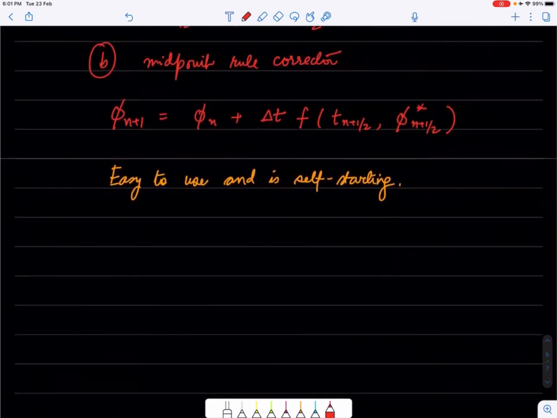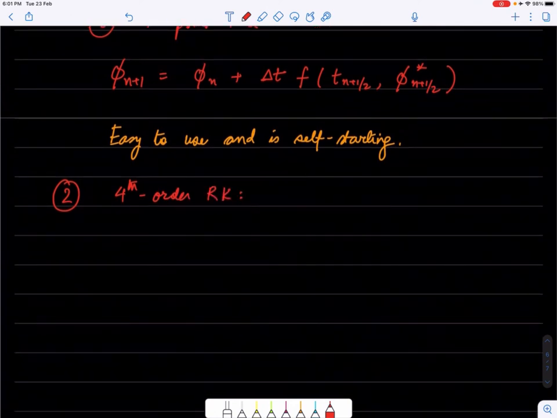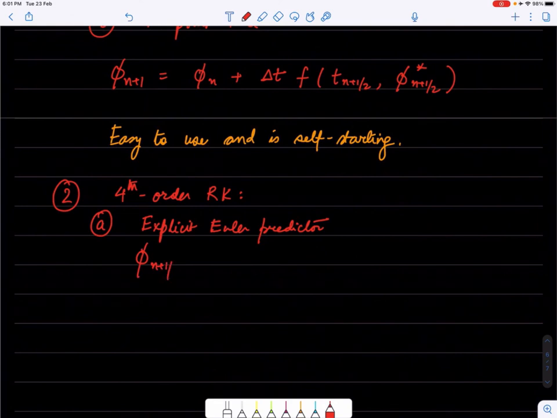Now let's look at a second variant, which is very popular in literature, which is the fourth order Runge-Kutta method. And in this case, we will do the derivative evaluations at 4 points. So let me show you what these 4 points are going to be. The first is an explicit Euler predictor. So we calculate the function value at a half time step based on the derivative at Tn.